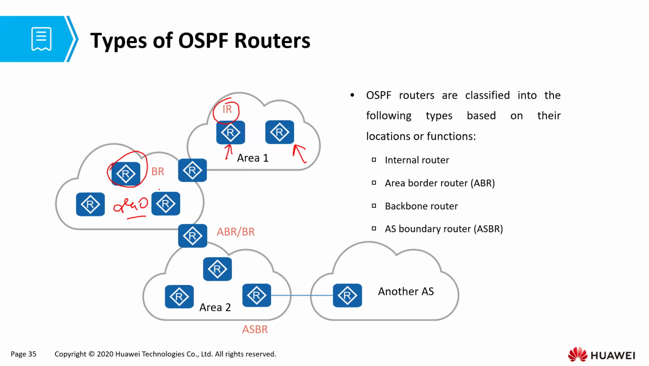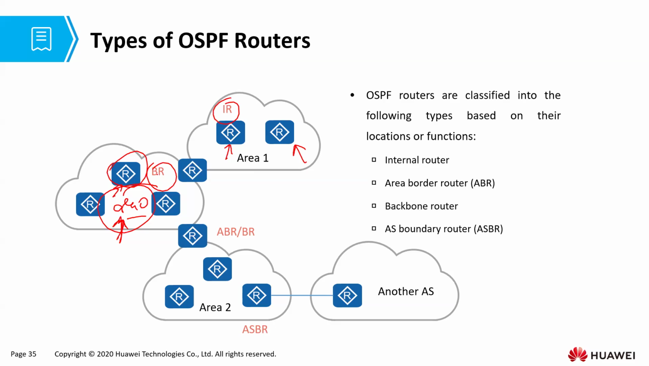So this is an IR. This is also an IR, but also a backbone router, I mean. Backbone router kana iri area 0. Apana area 0, and let's just call this one area 0. That's why I'm a backbone router.